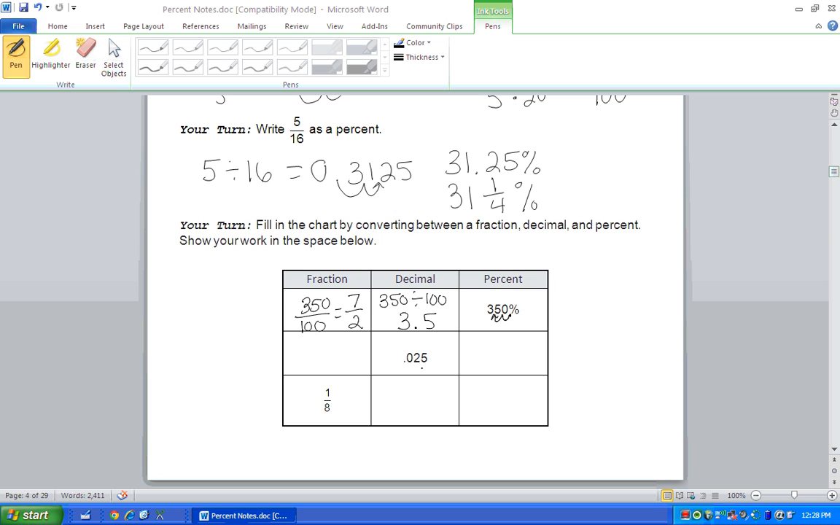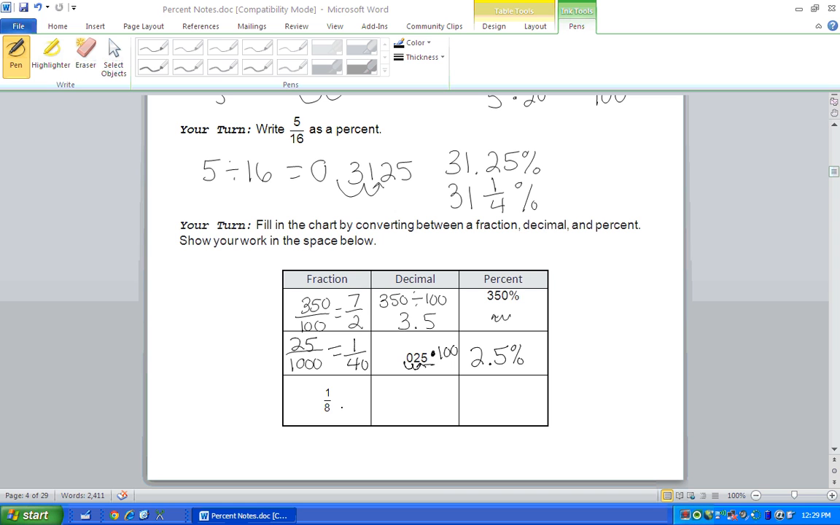Okay, the next one, 25 thousandths, because that 5 is in the thousandth place value. So as a fraction, I would write it as 25 thousandths. Okay. Let me go ahead and erase that. The pen didn't really work on that one. There we go. We can simplify 25 thousandths to 1/40th. And then to change a decimal to a percent, remember you move the decimal 2 place values to the right. So that would be 2.5%. Or your other option is to multiply that decimal by 100.